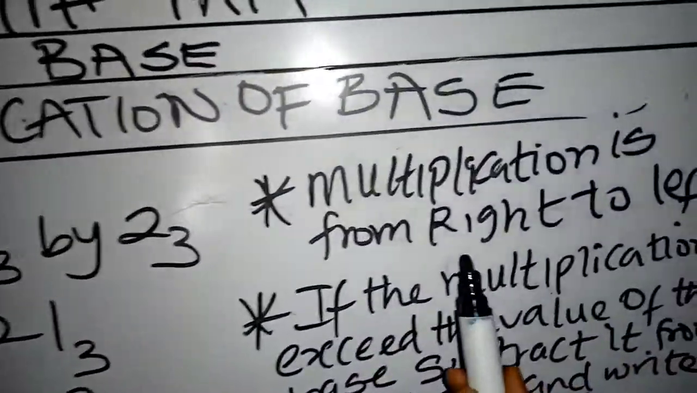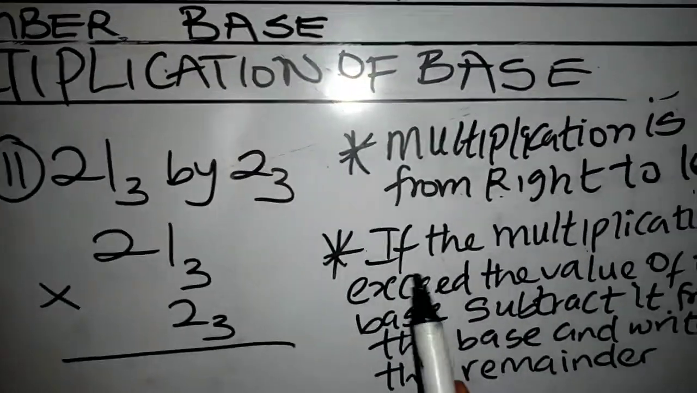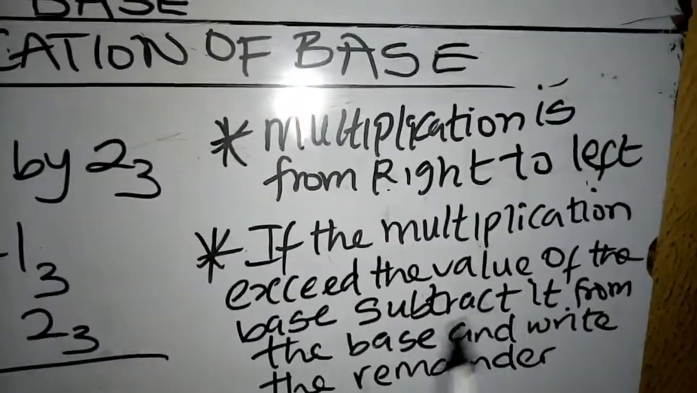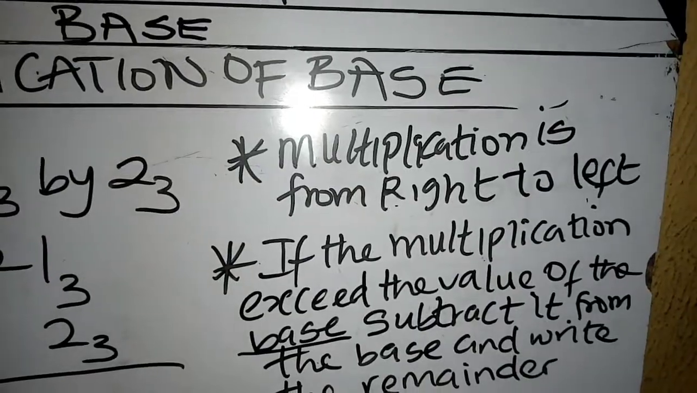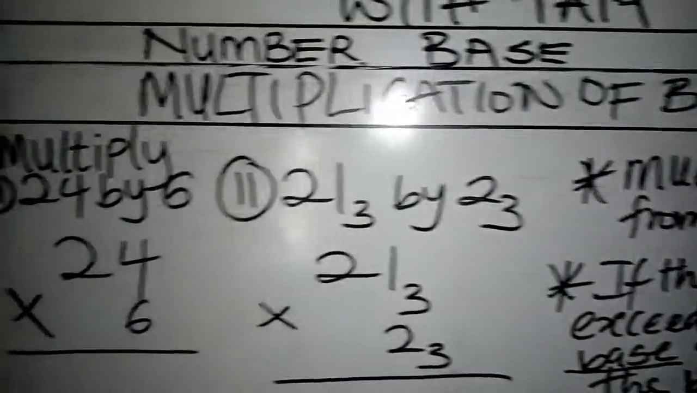Multiplication of base. We have to follow this rule. Multiplication starts from right to left. That means we are starting from the right to the left. And if the multiplication exceeds the value of the base, you subtract it from the base and write the remainder.